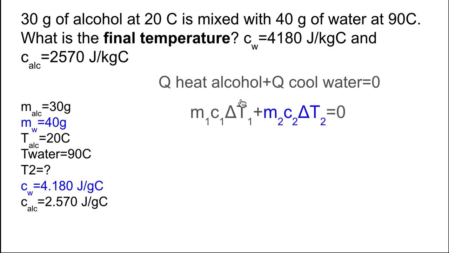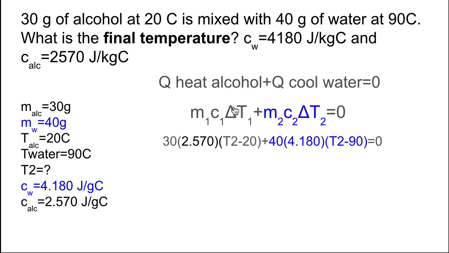So the alcohol is going to be changing the temperature from 20 to some temperature that we do not know. When we put in the data, we are going to leave T2 as our unknown, both in the case of the alcohol as well as for the water. We are going to distribute this algebraically, where we multiply 30 times 2.57 times T2, and then we're also going to multiply 30 times 2.57 times minus 20.